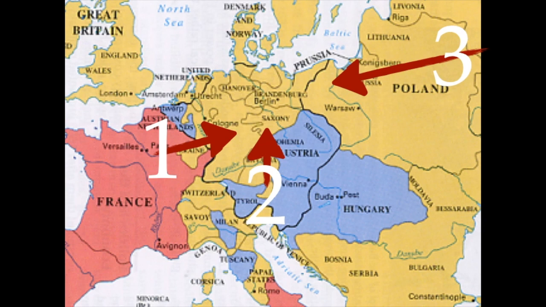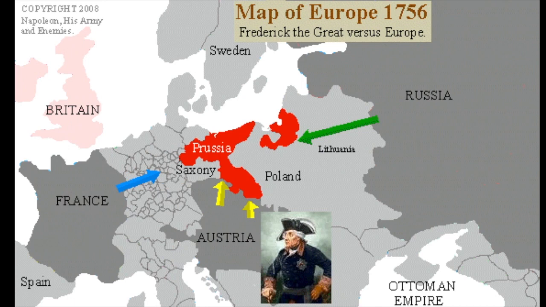All right, that's my silly little map. This looks like a much nicer map, doesn't it? Somebody else made this map. I stole it. But there you go. In counterclockwise fashion, France first, Austria next, Russia third. Little Prussia facing off against three massive armies.